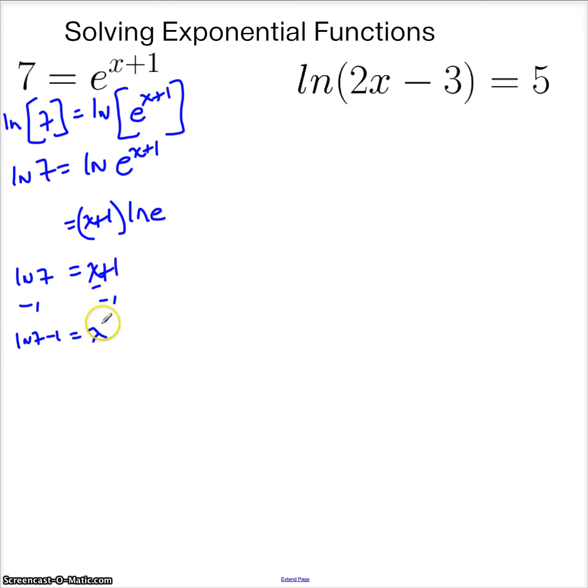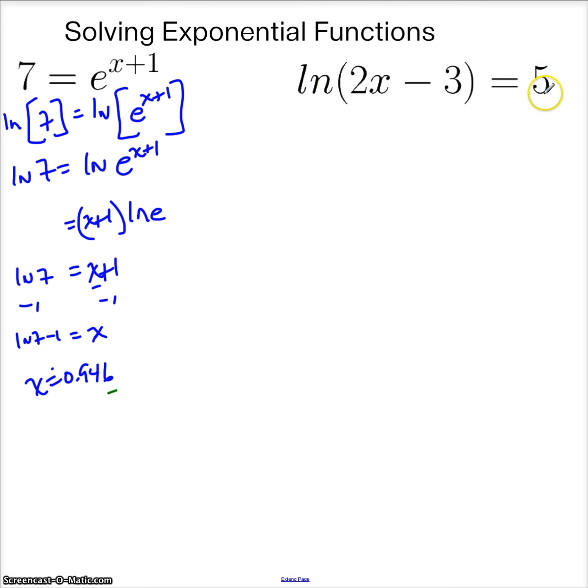Now I can put this in my calculator, and I can get x is about 0.946. Now remember, you always take it to 3 decimal places for the AP test.